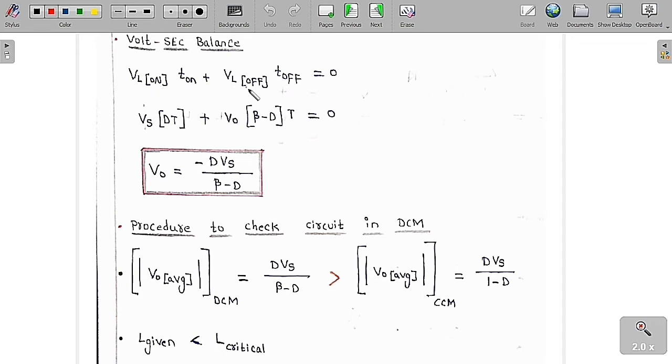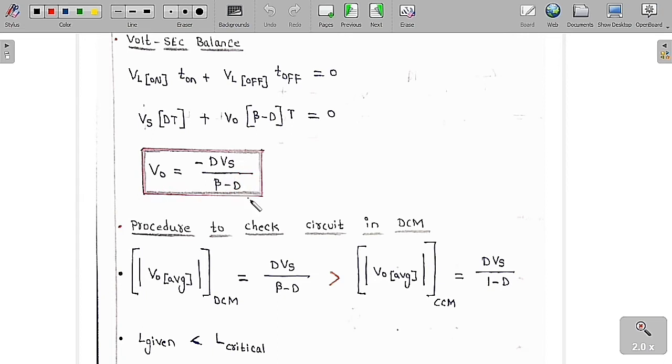So VL on times T on plus VL off times T off is equal to 0. Whereas VL on is equal to Vs and T on is equal to dT, plus VL off, which is V naught, and T off is equal to (β minus D) into T, is equal to 0. If we solve this, we get V naught is equal to minus D Vs by (β minus D).